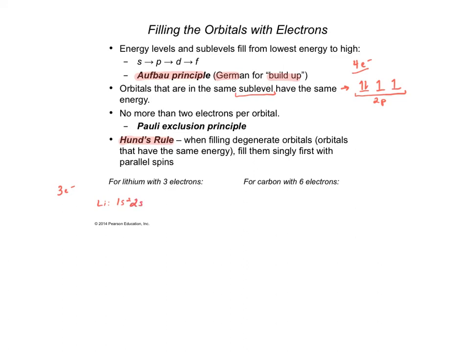There's 1 electron left to put in there, and so that's it. 1s2, 2s1. This is the electron configuration for lithium, okay?